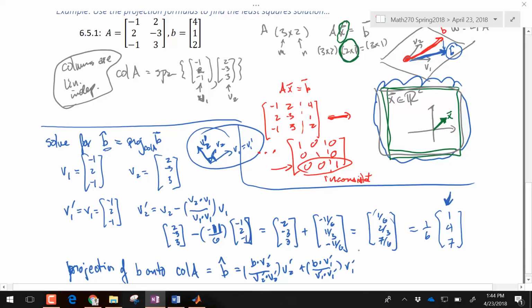How come I don't have that b in front, b minus this? You're not looking for the orthogonal projection. You're not looking for that vector that's orthogonal to the plane. You're looking for just the projection part of it. Correct.